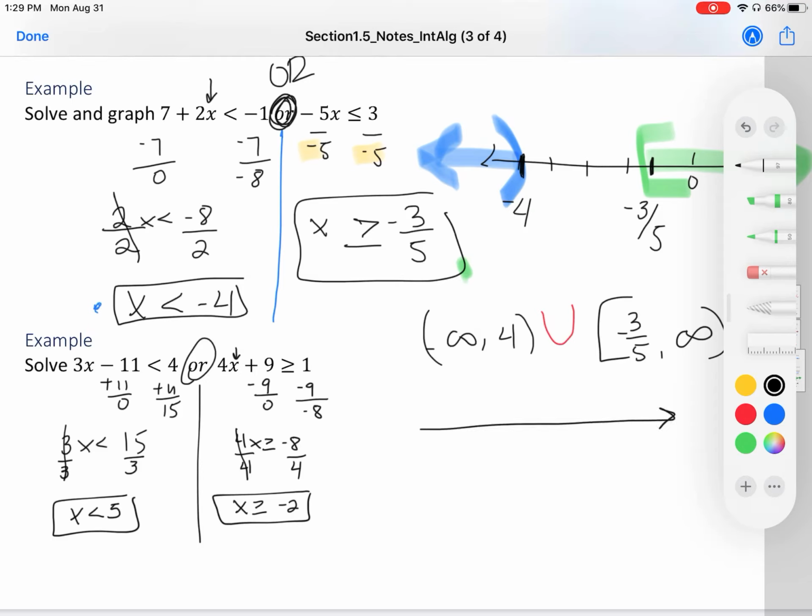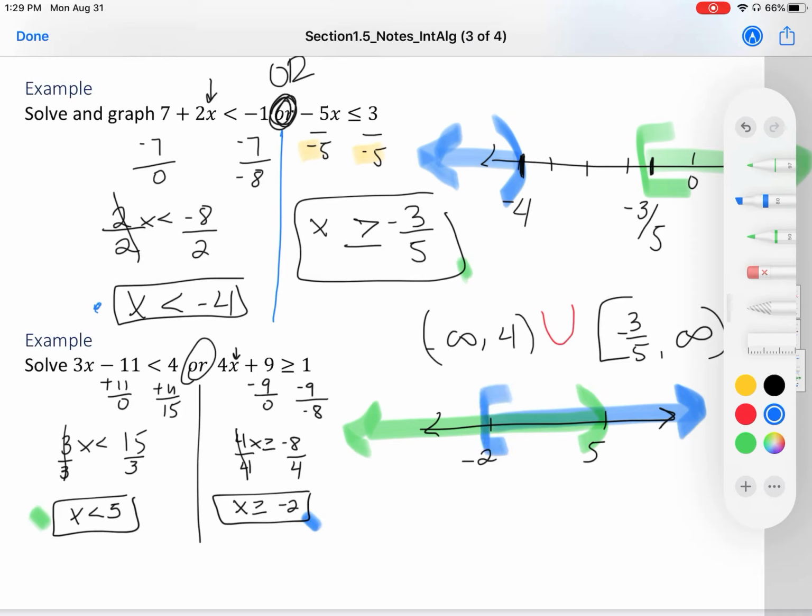I have my number line, negative 2 and 5. I'll do the first one in green. X is less than 5. So if it's less than, it moves towards the left. Do the next one in blue. X is greater than or equal to negative 2, with a bracket. So that was a parenthesis and a bracket. So our answer is everything that's shaded. Well, everything is shaded, isn't it? Everything towards the left, everything towards the right.